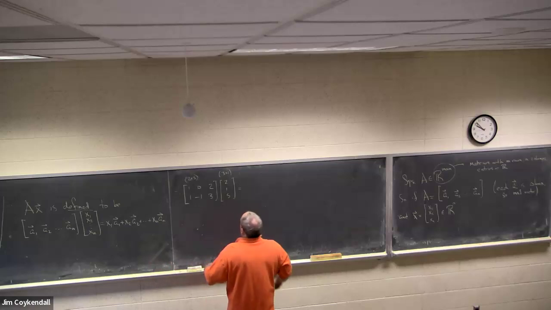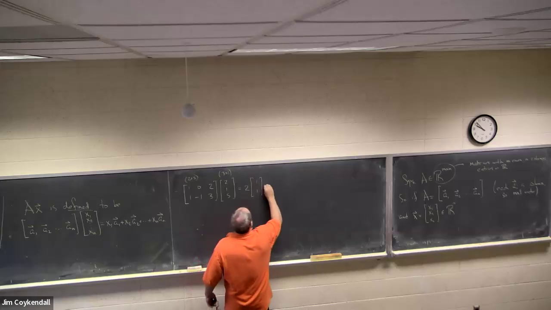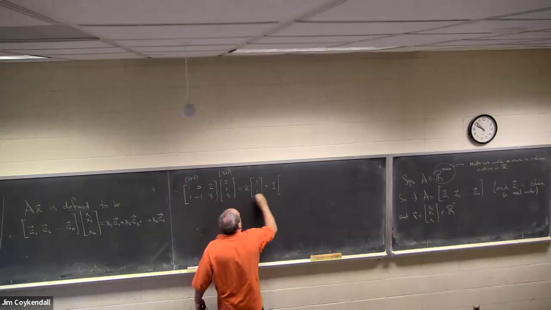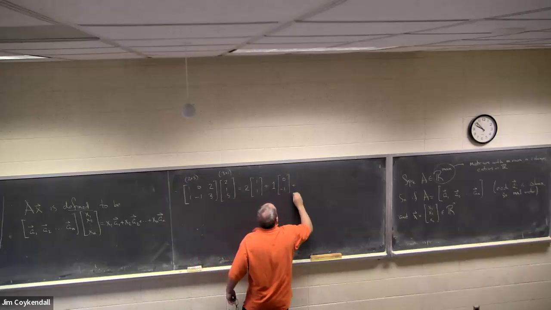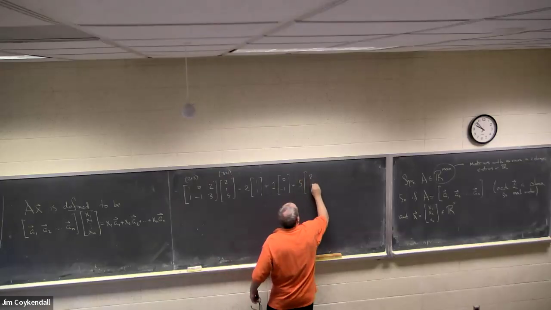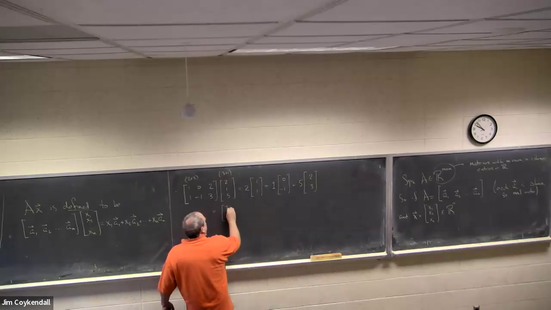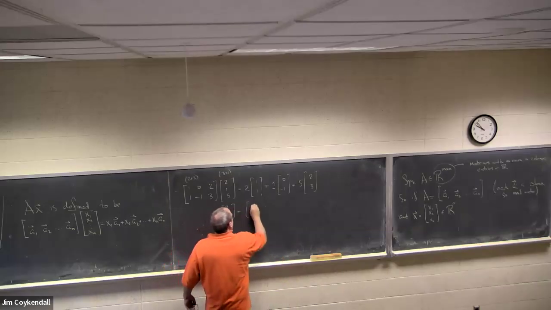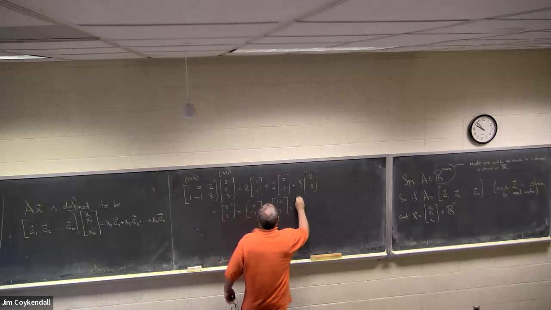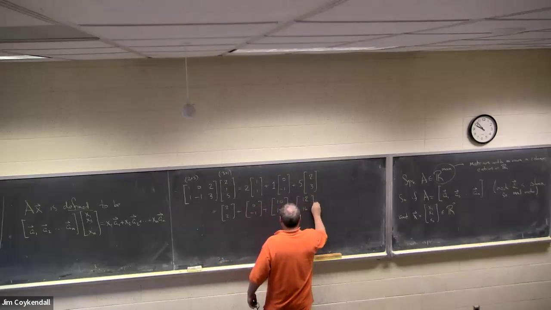Now, according to this rule, it should be 2 times the vector 1, 1, because that's the first column, plus 1 times the second column, which is 0, minus 1, plus 5 times the third column, which is 2, 3. So this is 2, 2 plus 0, minus 1 plus 10, 15. And so I get 12, 16, I guess.